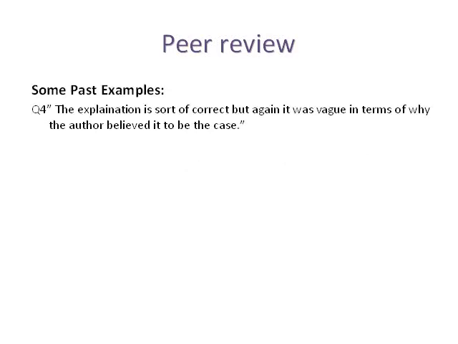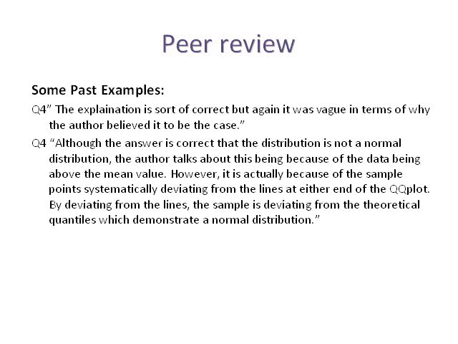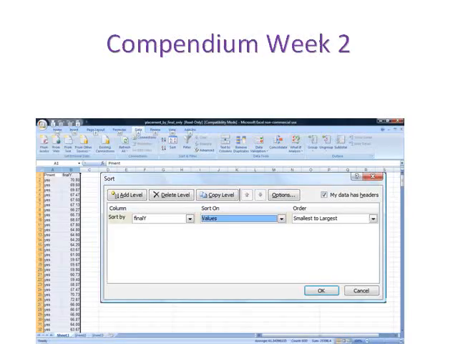Question 4. The explanation is sort of correct, but it's vague in terms of why the author believed it to be the case, as opposed to a much more full and insightful review. Although the answer is correct, that the distribution is not normal, the author is talking about this being above the mean value. Okay, but this is not the case, and he explains why. So identifying shortcomings or misunderstandings, and then also supplying corrective information is the way to go about things.